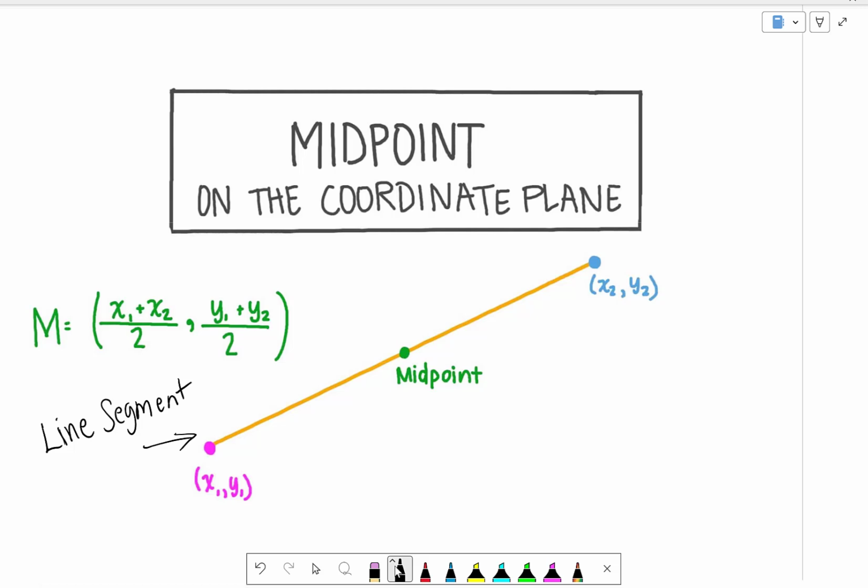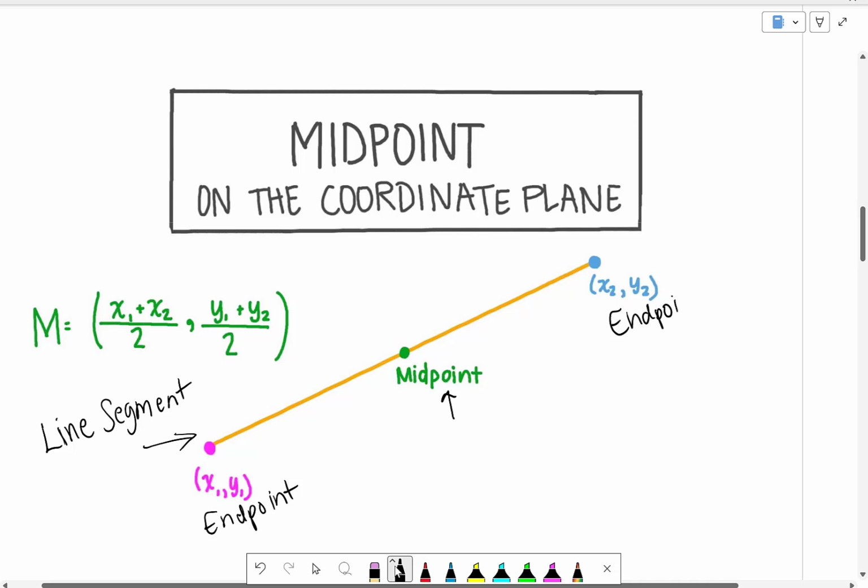So on the left, where it's pink, this is called an endpoint. In the middle, this is called a midpoint. And then on the other end is the other endpoint.